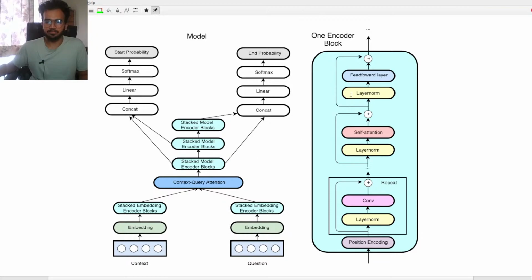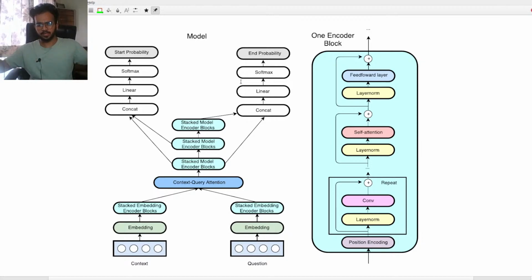These are multiple encoder blocks, and there are like 3 of these models. The first output of this first block goes into both the left and right branches. The second output goes just to the left branch, and the third output goes just to the right branch. Now the left branch gives us the start probability of the answer. So inside the comprehension, what is the word which denotes the starting position of the answer, and the right branch gives us the end probability.